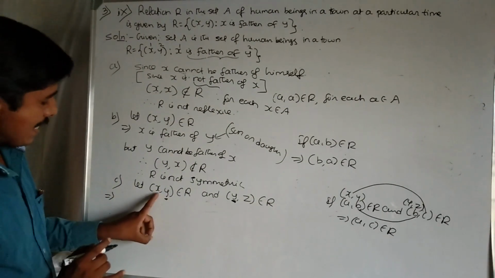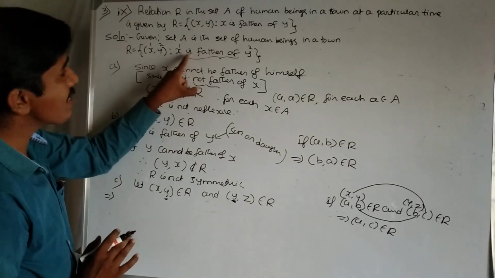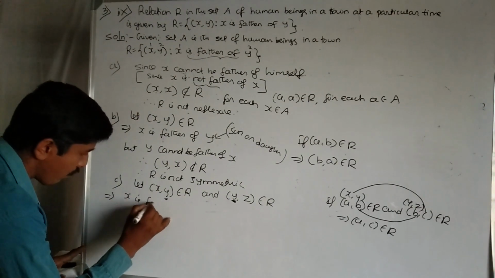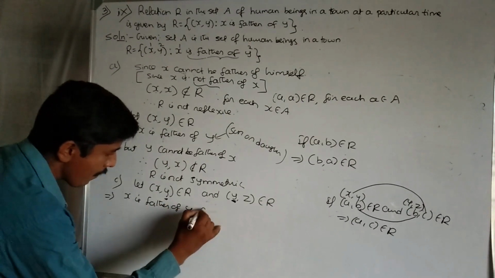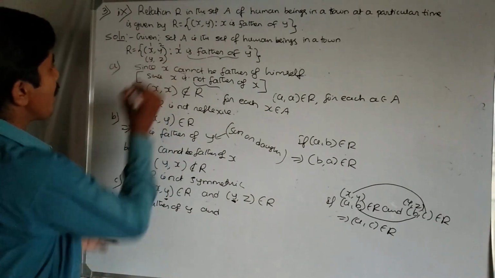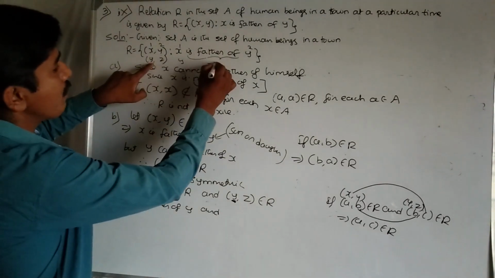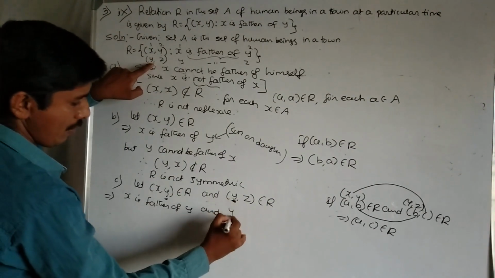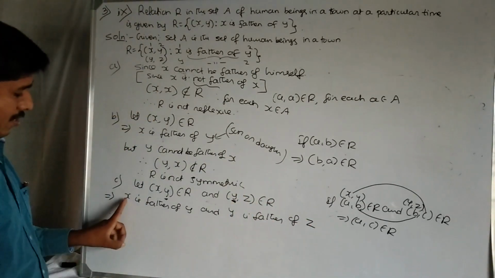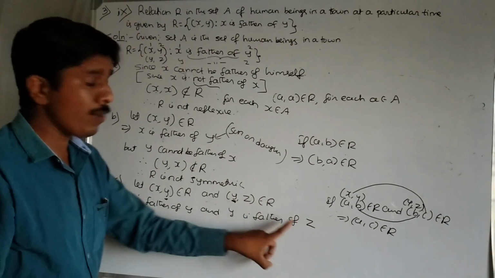Now just write the relation. (x, y) belongs to the relation means x is father of y. And (y, z) belongs to the relation means write the relation between y and z: y is father of z. Suppose x is father of y, and (y, z) belongs to the relation means y is father of z.